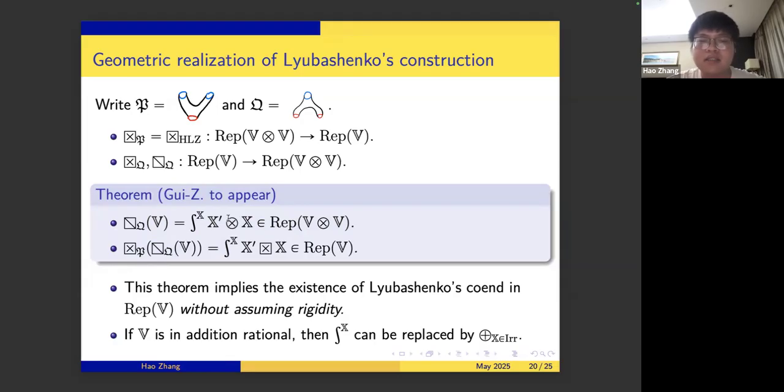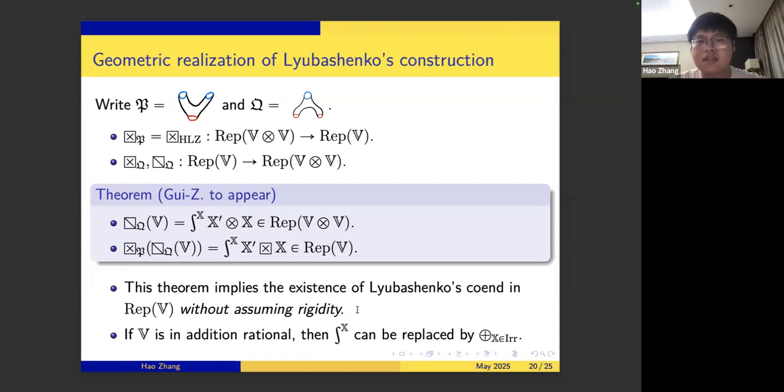The coend is given by the tensor product over C. This is a bifunctor. If you apply the fusion P functor, you can move the fusion product into the integral because the fusion product commutes with any colimit. So you can move your fusion product into the coend, and you will get the next formula. And this builds the relationship between Lyubashenko's coend and our diffusion product and fusion product construction. In particular, this theorem implies the existence of Lyubashenko's coend in the representation category of V without assuming rigidity.